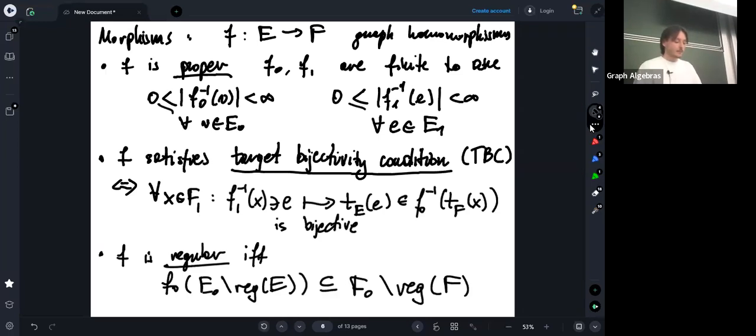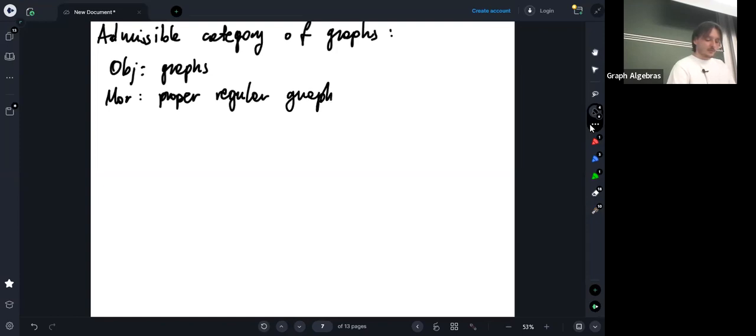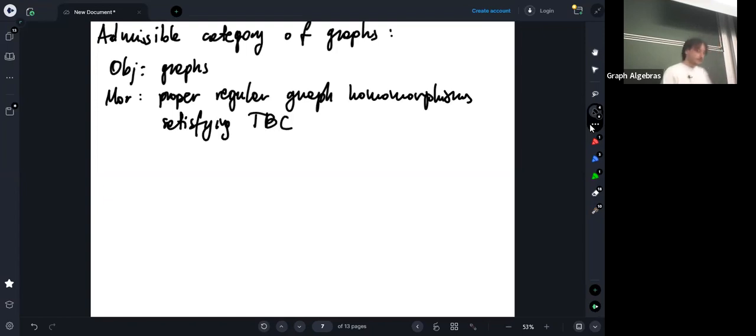Right. So these are the three conditions, and I don't want to write down P, B, C, P, whatever. I'll just call it the admissible category of graphs. In this admissible category, objects are arbitrary graphs. I don't put any restrictions on graphs, and morphisms are proper regular graph homomorphisms satisfying this target bijectivity condition. Okay, let me give you some examples and then non-examples.